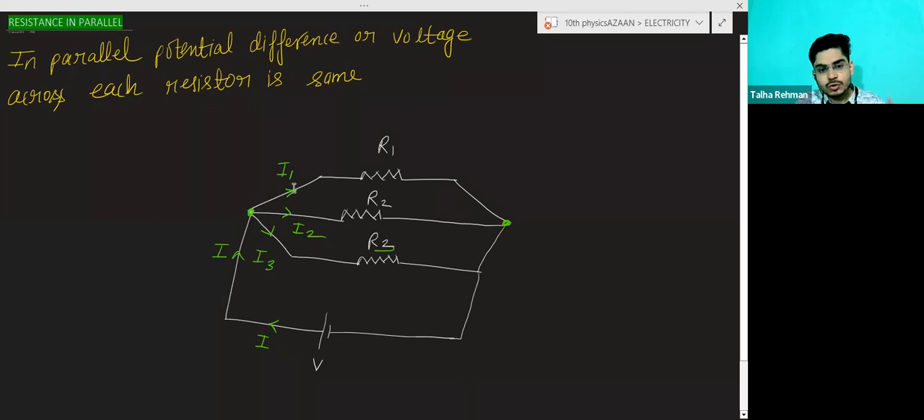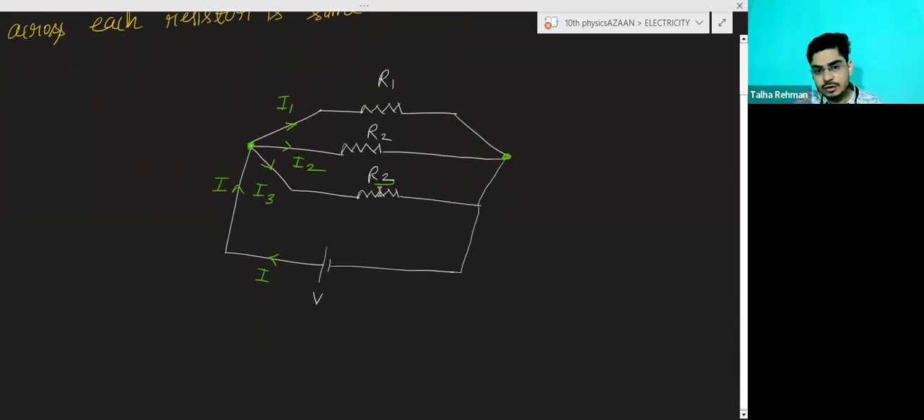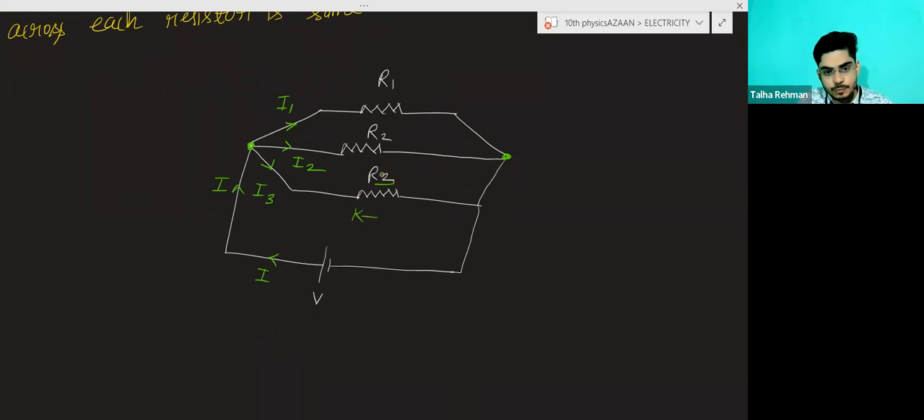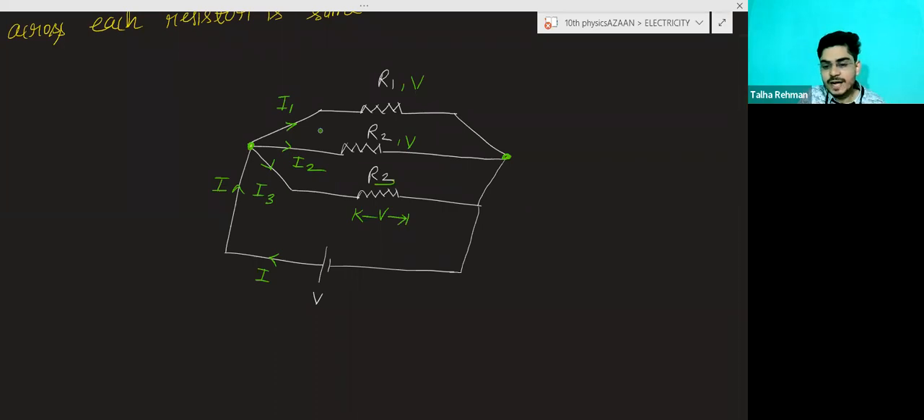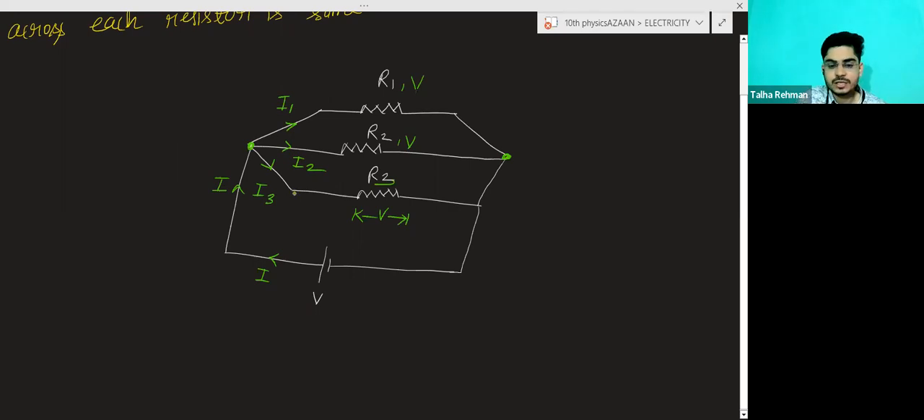And we know that I is equal to I1 plus I2 plus I3, because I is divided into I1, I2, I3. But the potential difference across R1, R2 and R3 is the same. So here, the potential difference is V. Here also the potential difference is V. Here also the potential difference will be V. So I can write I is equal to I1 plus I2 plus I3.